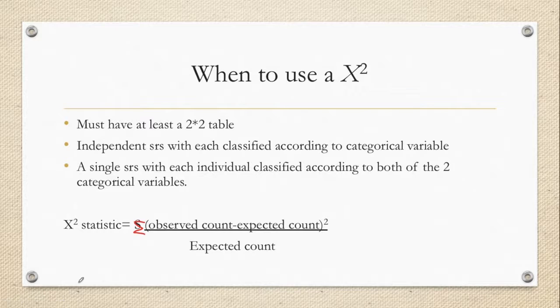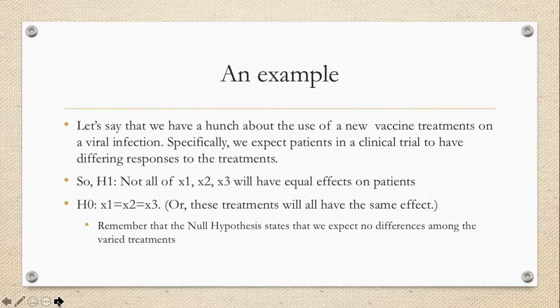The chi-squared statistic is a sum. This is a sum of an observed count compared to an expected count, which is squared. So observed count minus expected count, squared, divided by the expected count, and summed up. But wait a second, you're asking yourself, how do I get any of that information? Okay, we'll get there. Just hold on a second. I'm going to walk through an example here.